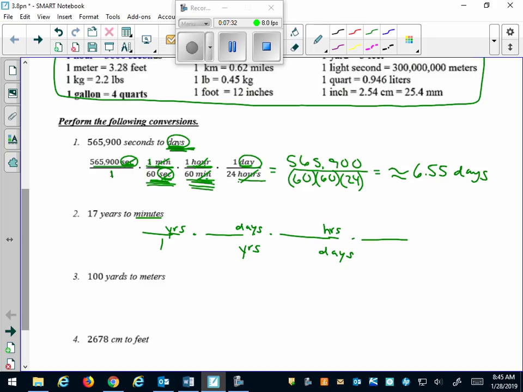So I'm not quite done. I need hours on the bottom. Do you know how many minutes are in an hour? Yeah. So that's how you're going to set that one up. And I'm going to let you do it where you put in the right numbers for those conversions.